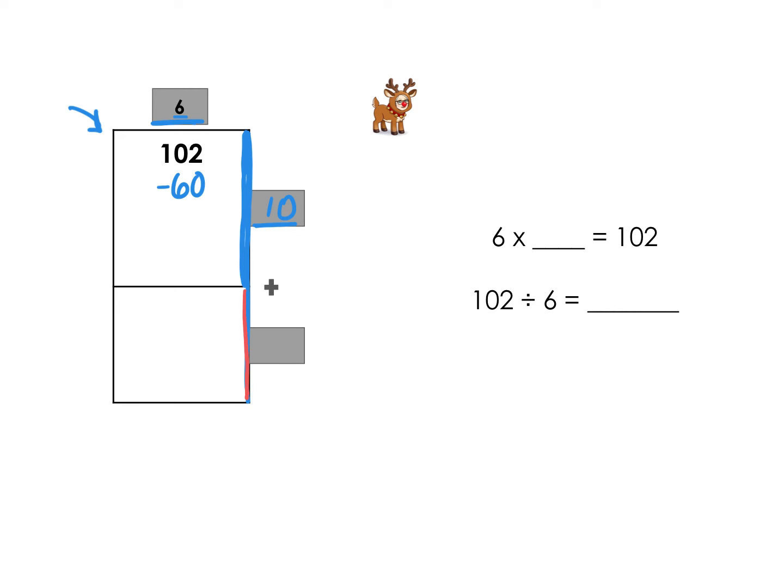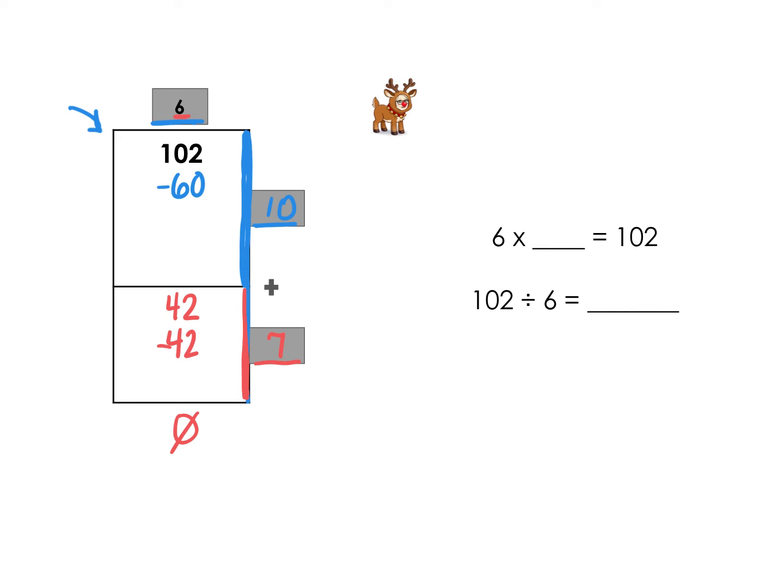So I know that this top one had an area of 60, so how much is left? I find that difference, and I still have an area of that 102 rectangle of 42 left. So now we can ask ourselves again, 6 times what is really close to 42? 6 times 7. So this area is 42, and I have no more area to distribute.